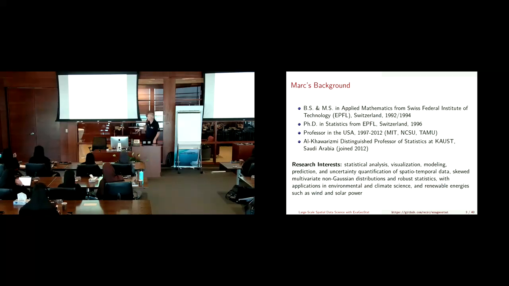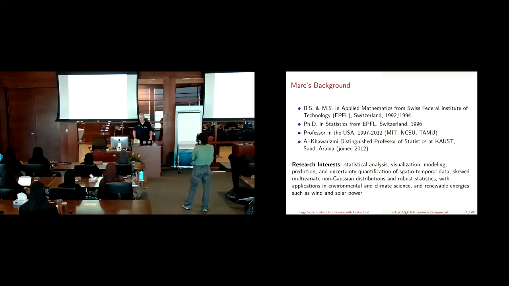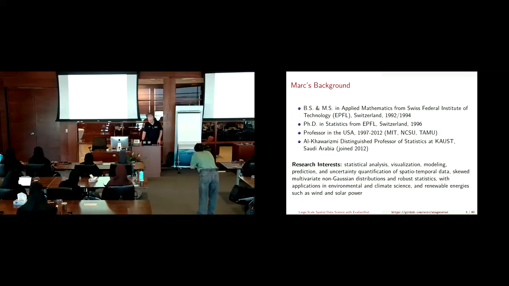So my research interests, just very briefly, are mainly about spatial temporal data. Also, I'm interested in robustness issues and non-Gaussian distribution. And in particular, I'm interested in application in environmental science and climate science. Also, I like to look at data from renewable energies such as wind and solar power. And this is very relevant for Saudi Arabia, so I have a big project on this topic here at KAUST. So this is about myself, just to give you some information.